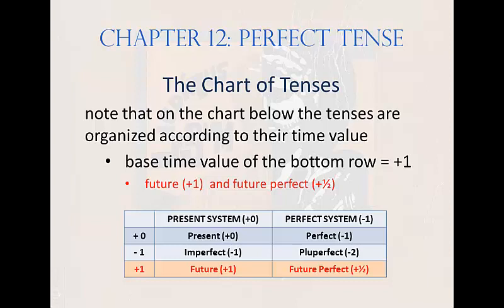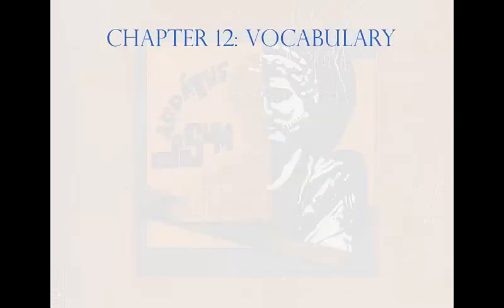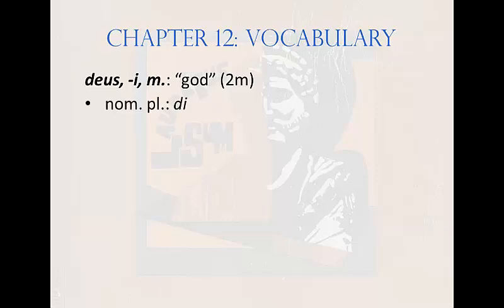And now that we've explored the ridiculous, let's explore the vocabulary. The first word is deus, dei, masculine, meaning God. It's a second declension masculine noun. Please note, it has a few irregular forms. The nominative plural is di, not dei, as one would expect of a second declension masculine noun that has a base de. Likewise, the dative and ablative plural are dis, not deis.